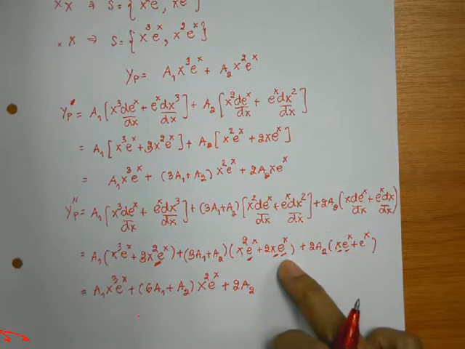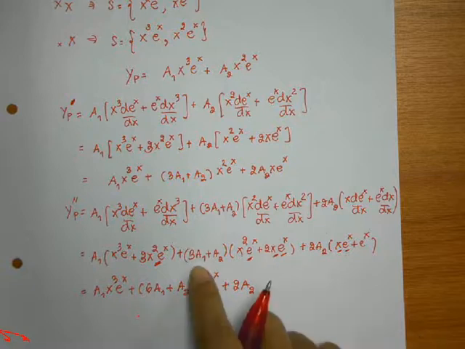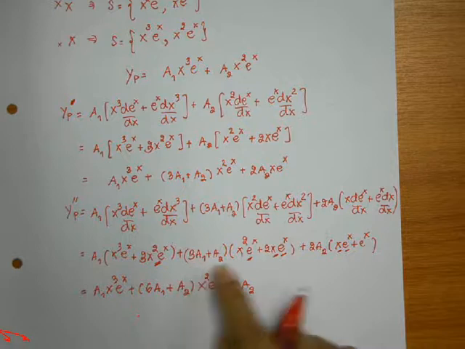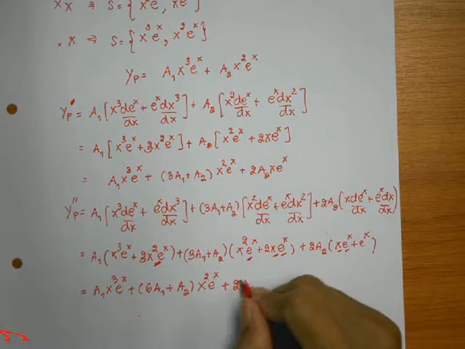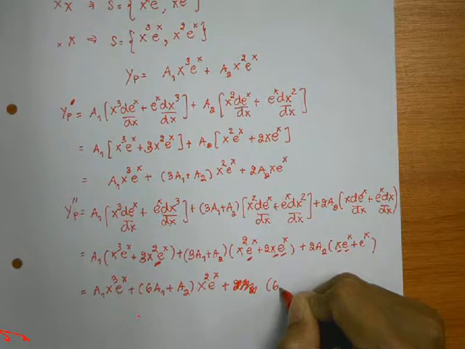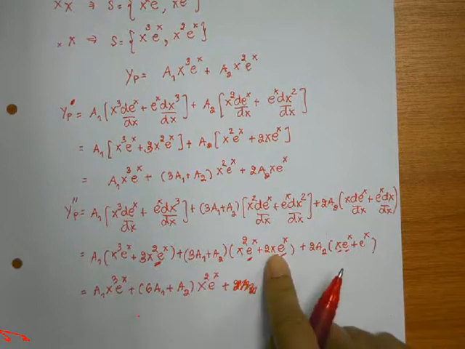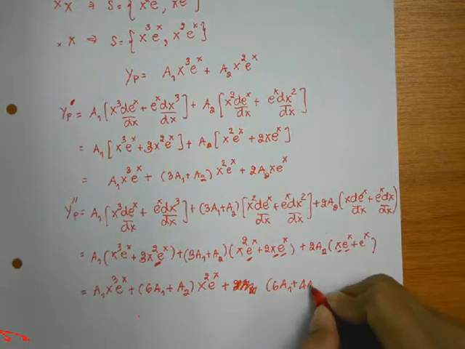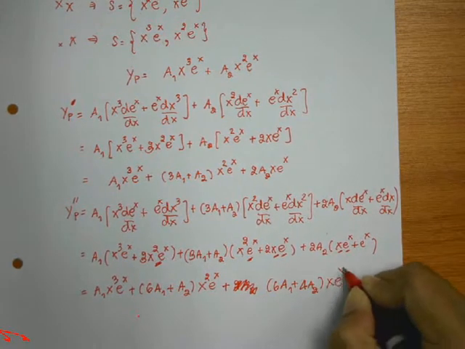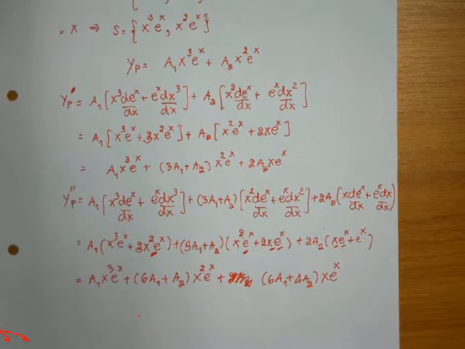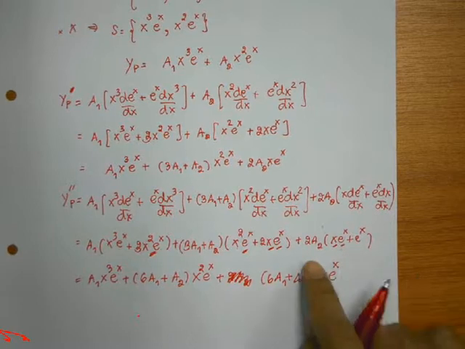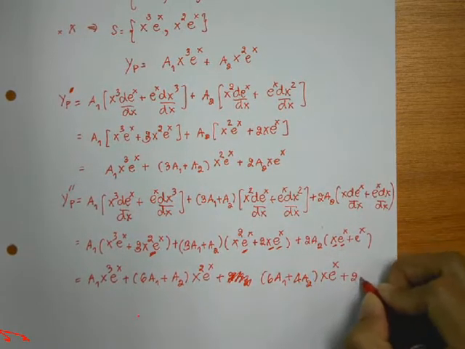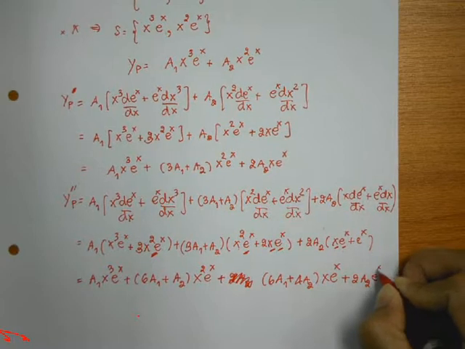Do we have a1? Oh, we have a1 here and 6a1. This is 2a2. So we got 6a1 plus 4a2 x times exponential of x. And then the last term is 2a2 times exponential of x.